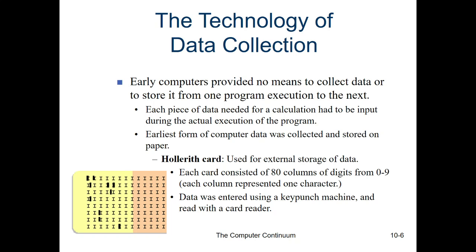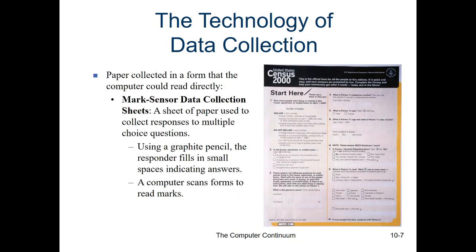For example, here we have a Hollerith card, which was used for extending storage of data, where each card consists of 80 columns of digits from 0 to 9, and each column represents one character. Data was entered using a key punch machine and read with a card reader. So in the early days of computers, this was the way in which computers used to store data, and that's how it used to work.